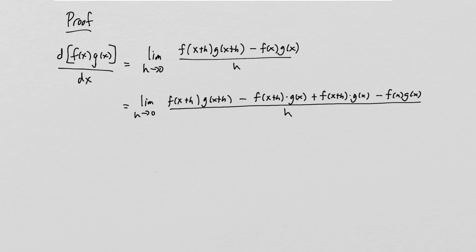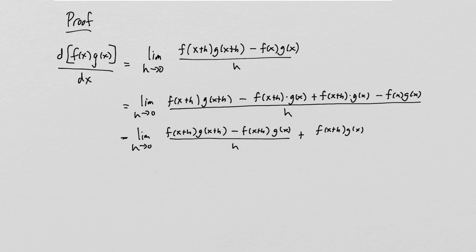Next, I'm going to rewrite this as two fractions. So I have the limit as h goes to 0 of f of x plus h times g of x plus h minus f of x plus h times g of x, all over h, plus f of x plus h times g of x minus f of x g of x, all over h. All I'm doing here is rewriting this single fraction as the sum of two fractions, since they have a common denominator.